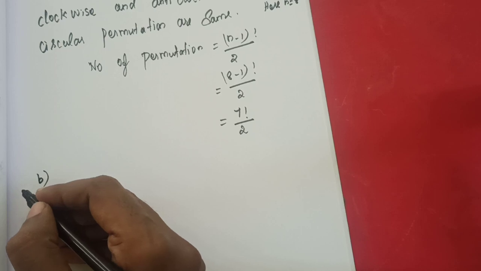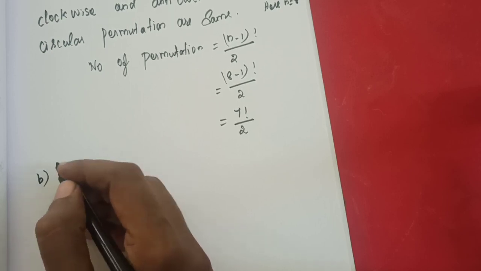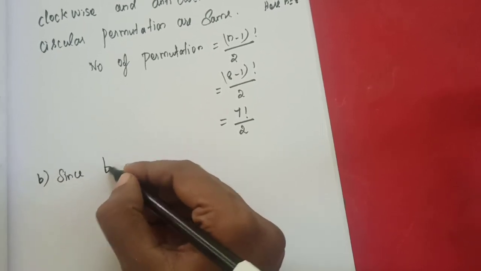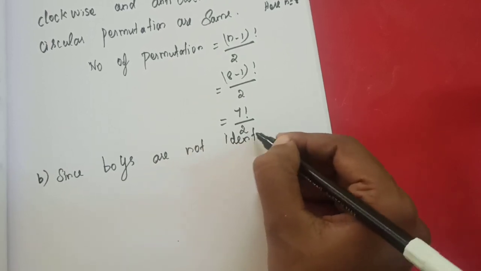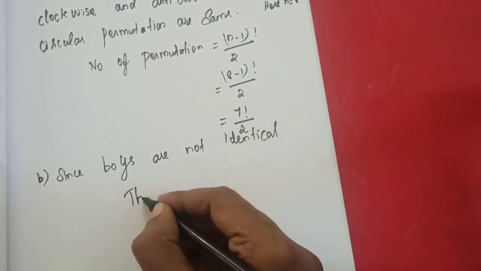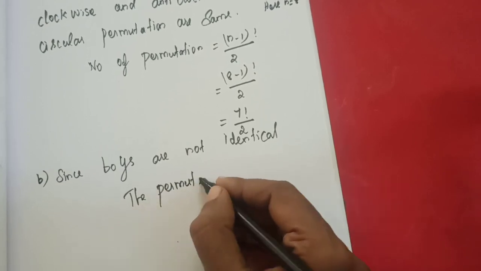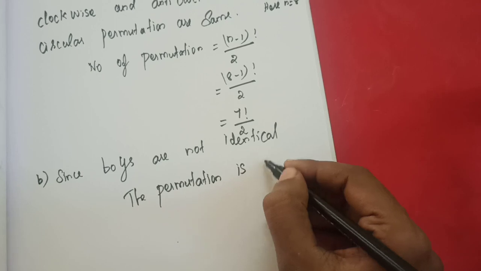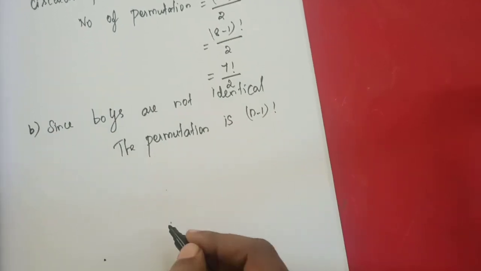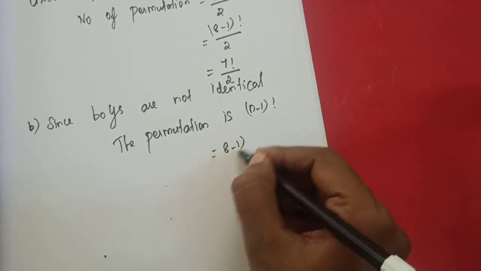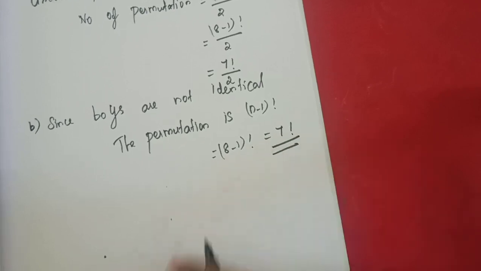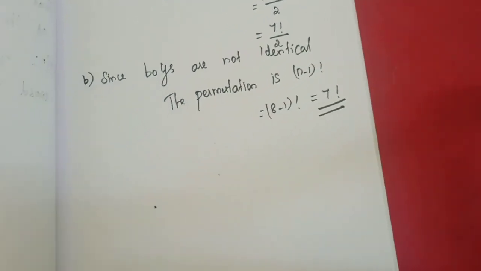Okay, come to the B part. I am reading the question. In how many ways can 8 boys form a ring? So 8 boys form a ring, so they are not identical, is it right? Since the boys are not identical, what's the formula? The permutation is (n minus 1) factorial. So what's the value here? N value is 8, is it right? So (8 minus 1) factorial, that's equal to 7 factorial.